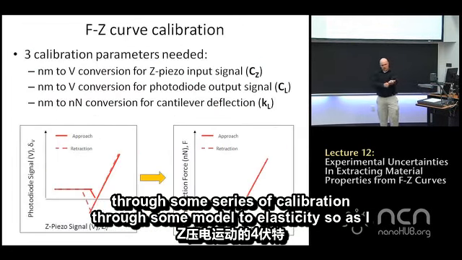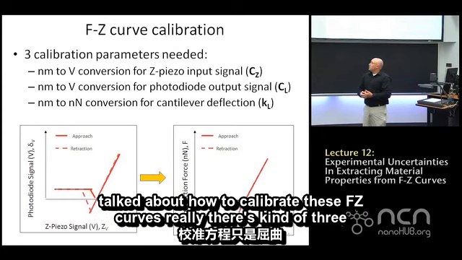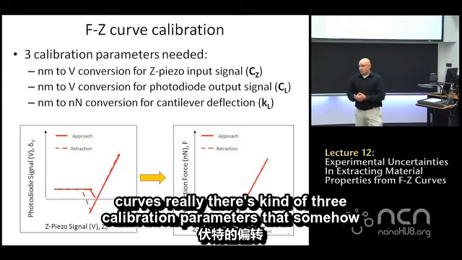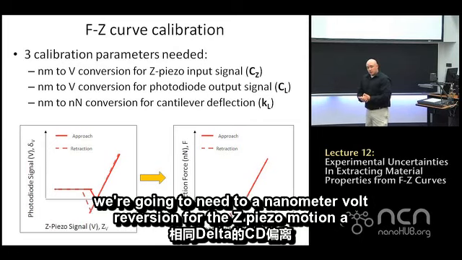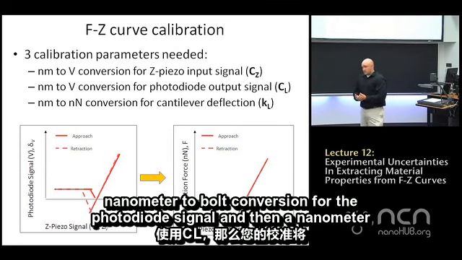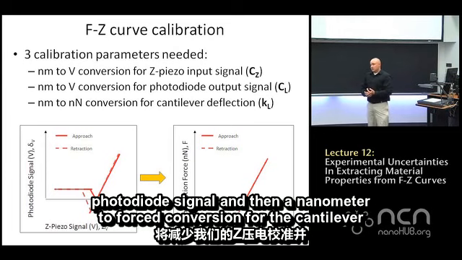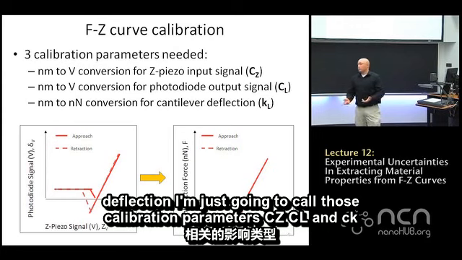As I understand, last time Professor Raman talked about how to calibrate these FZ curves. Really, there are three calibration parameters that we're going to have to come up with. We need a nanometer-to-volt conversion for the Z piezo motion, a nanometer-to-volt conversion for the photodiode signal, and a nanometer-to-force conversion for the cantilever deflection. I'm going to call those calibration parameters CZ, CL, and CK respectively.